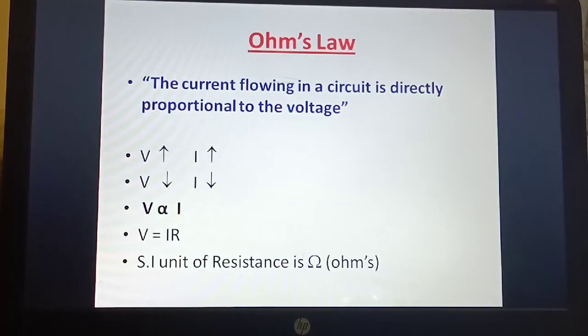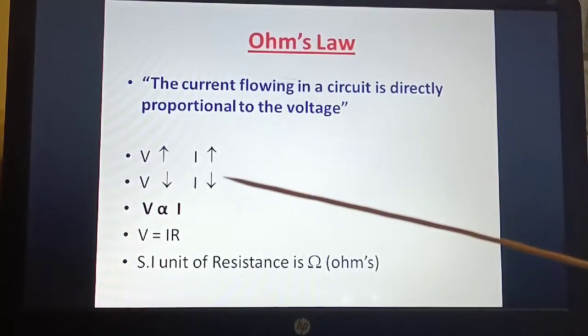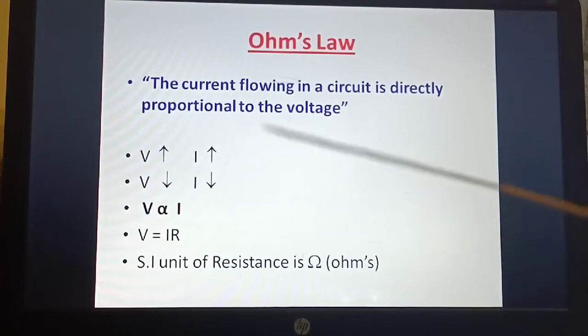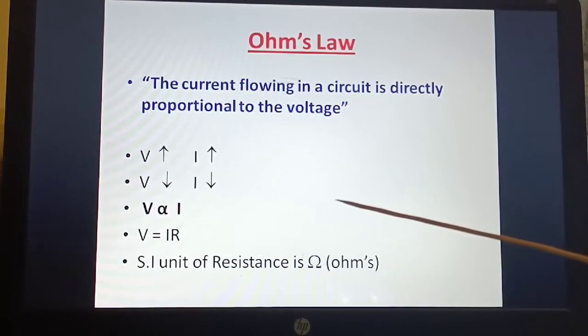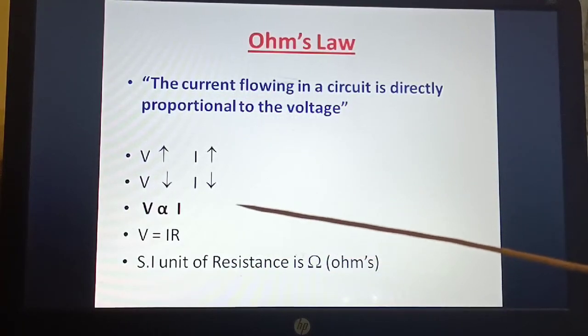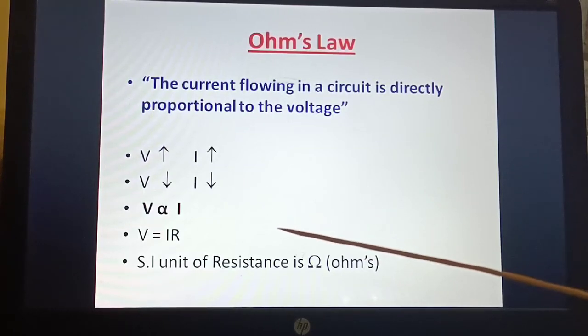So what is Ohm's law? The current flowing in a circuit is directly proportional to the voltage. So current will be directly proportional to voltage. If the voltage increases, current increases. If voltage decreases, the current will decrease. So as I said, voltage is directly proportional to current.